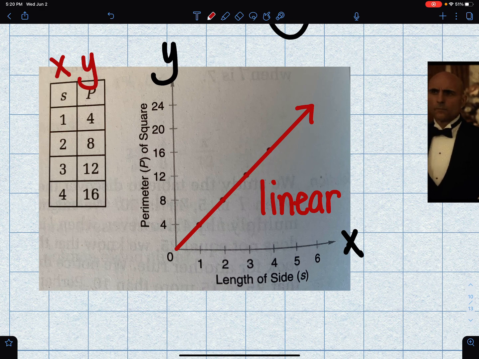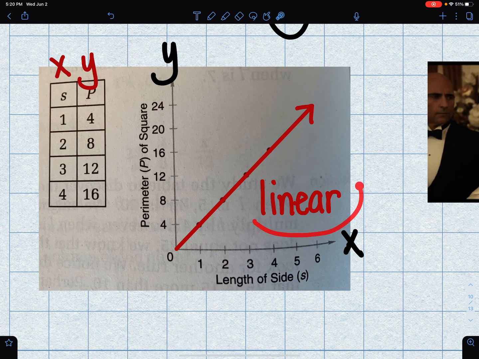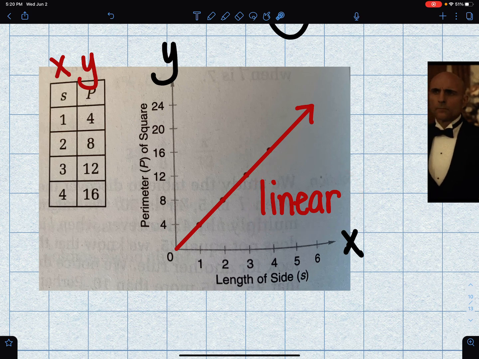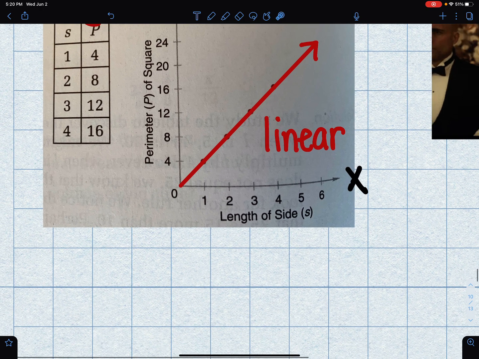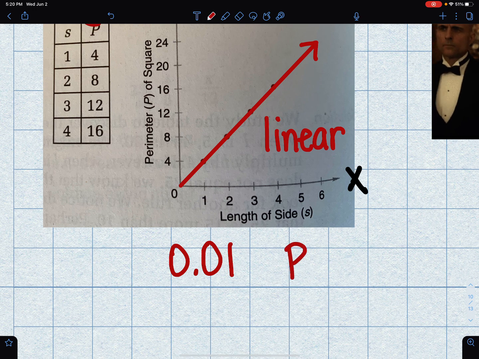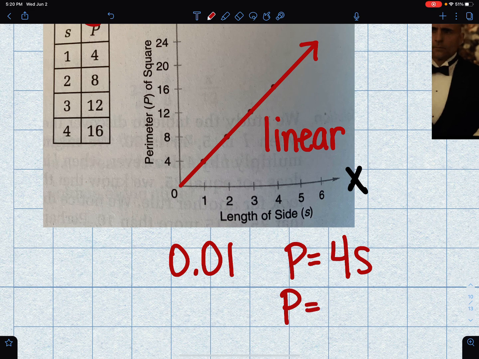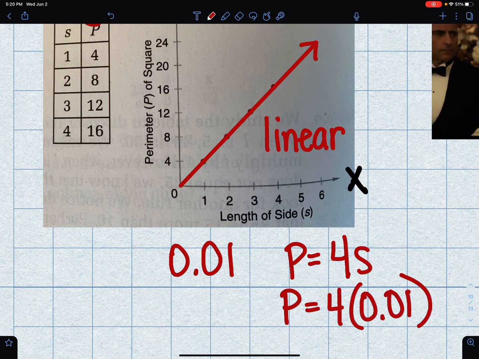Cool. And once you know that line, once you know how to turn the side of a square into the perimeter, you've got a function. You could do it for anything. Let's say the length of the side is 0.01. Is that a problem? No, not at all, because you know the function. So the perimeter is 4 times 0.01. Easy peasy. You could also use this graph to figure it out. That's another way to do it.